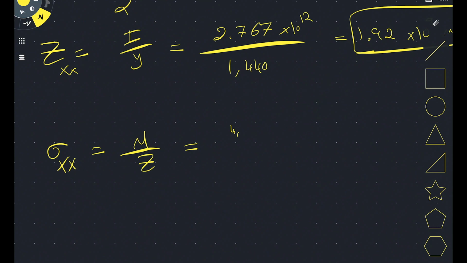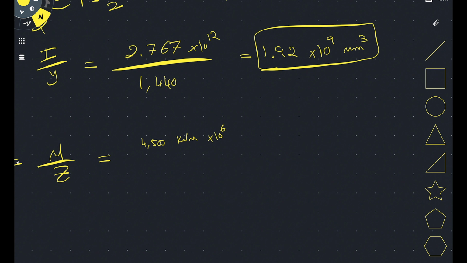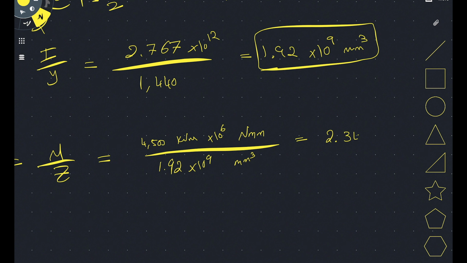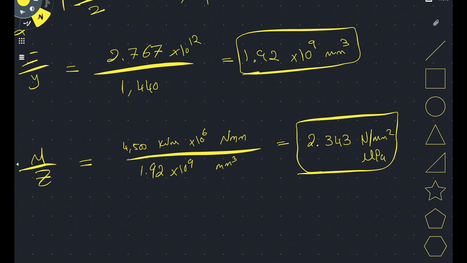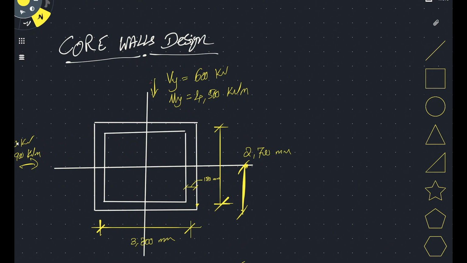So 4,500 kilonewton meter, which we multiply by 10 to the power of 6 to convert it to Newton millimeter, so we are using the same consistent units, and then we divide by our Z, which gives us 2.343 Newton per millimeter square, which is also the same unit as an MPa. So what we're getting here is a stress, and this is the stress in the flanges that we were talking about earlier over here. This is the peak stress that we have in the compression flange and the tension flange.